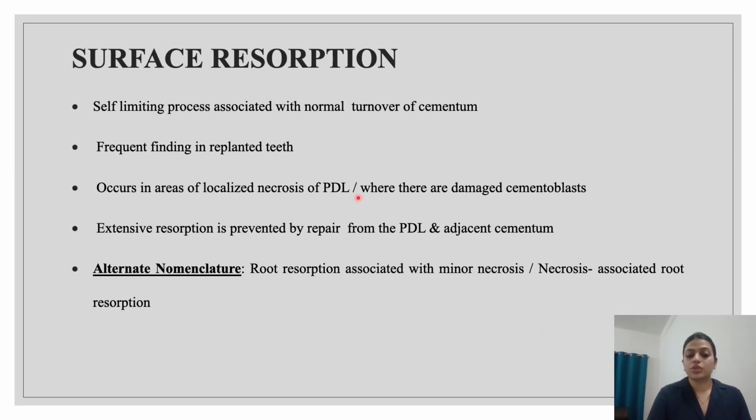So surface resorption is a self-limiting process, and it is frequently found in replanted teeth. It occurs in areas of localized necrosis in the PDL. The microabscesses take place in the PDL, and extensive resorption is prevented by repair from the PDL and adjacent cementum. So it is a reversible kind of resorption which takes place. Alternatively, it's also called root resorption associated with minor necrosis, or necrosis associated root resorption.